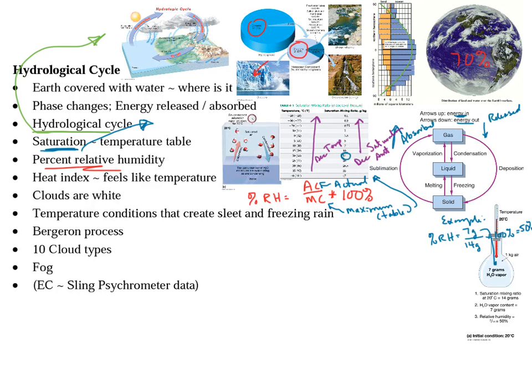So what is the percent relative humidity? It's what you have, your AC, 7, divided by what it can hold, which is 14. 7 divided by 14 is 50%. Half. So that's kind of how that works.